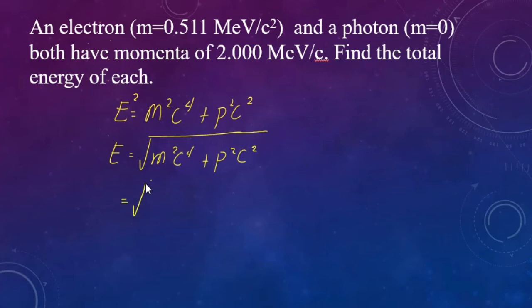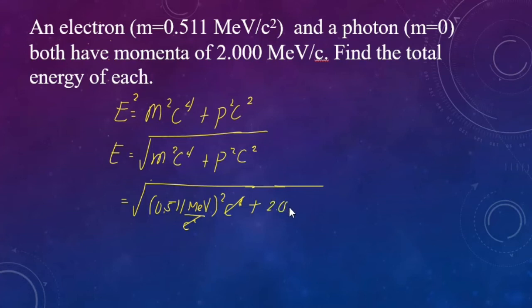So we just have to substitute the given. The mass is 0.11 mega electron volt per c squared, but we have to square that, then c to the fourth. You can see here that c can be cancelled out. Plus, the momentum is 2.00 mega electron volts per c, then you have to square it, then c squared. So we can cancel out c.